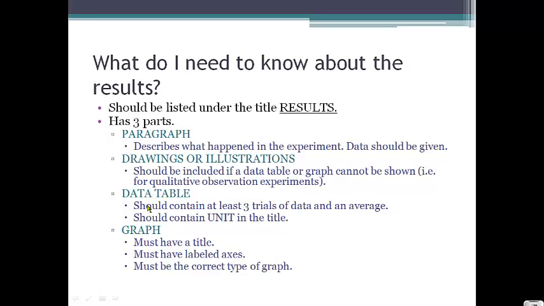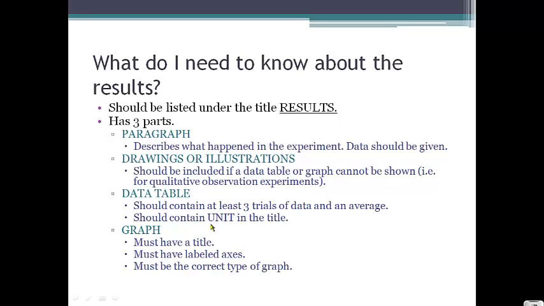Your data table, guys, should have at least 3 trials, so you need to do your experiment at least 3 different times and have data for each time you did it. And guys, your data table should contain the unit in the title. So if you're measuring in millimeters, you need to have millimeters in the title for each column in your table. If you're measuring temperature, then you should have degrees centigrade or degrees Fahrenheit in the title of the column of your table. If you're measuring time, then you should have in seconds in the title of your table.